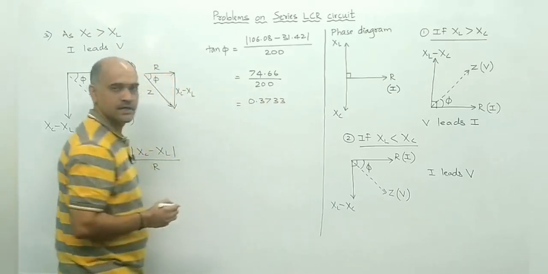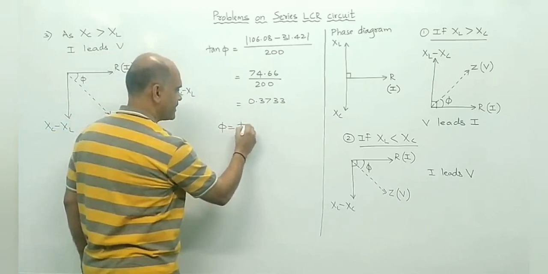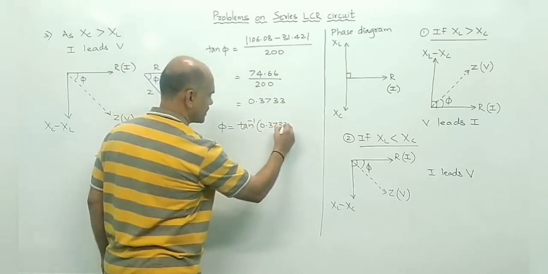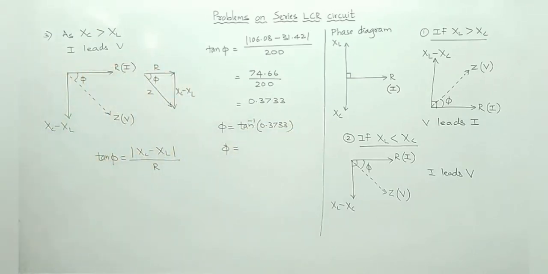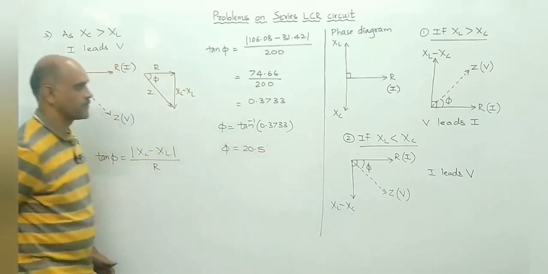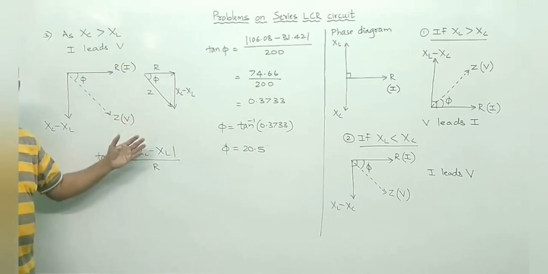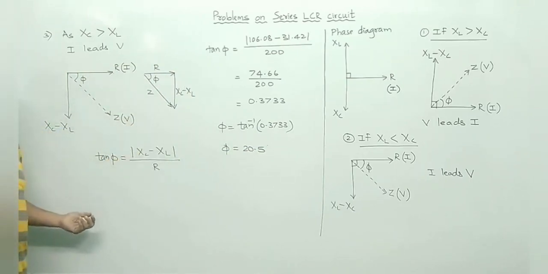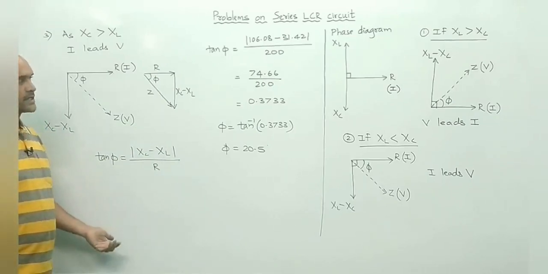If you divide it by 200, you will have the answer 0.3733. Then use the trigonometric table. So phi will be tan inverse of 0.3733. You will get phi around, if you see the trigonometric table, 20.5. Clear, students? So in this way we find whether current is leading or voltage is leading. Again, a few more problems we will see in the next session.